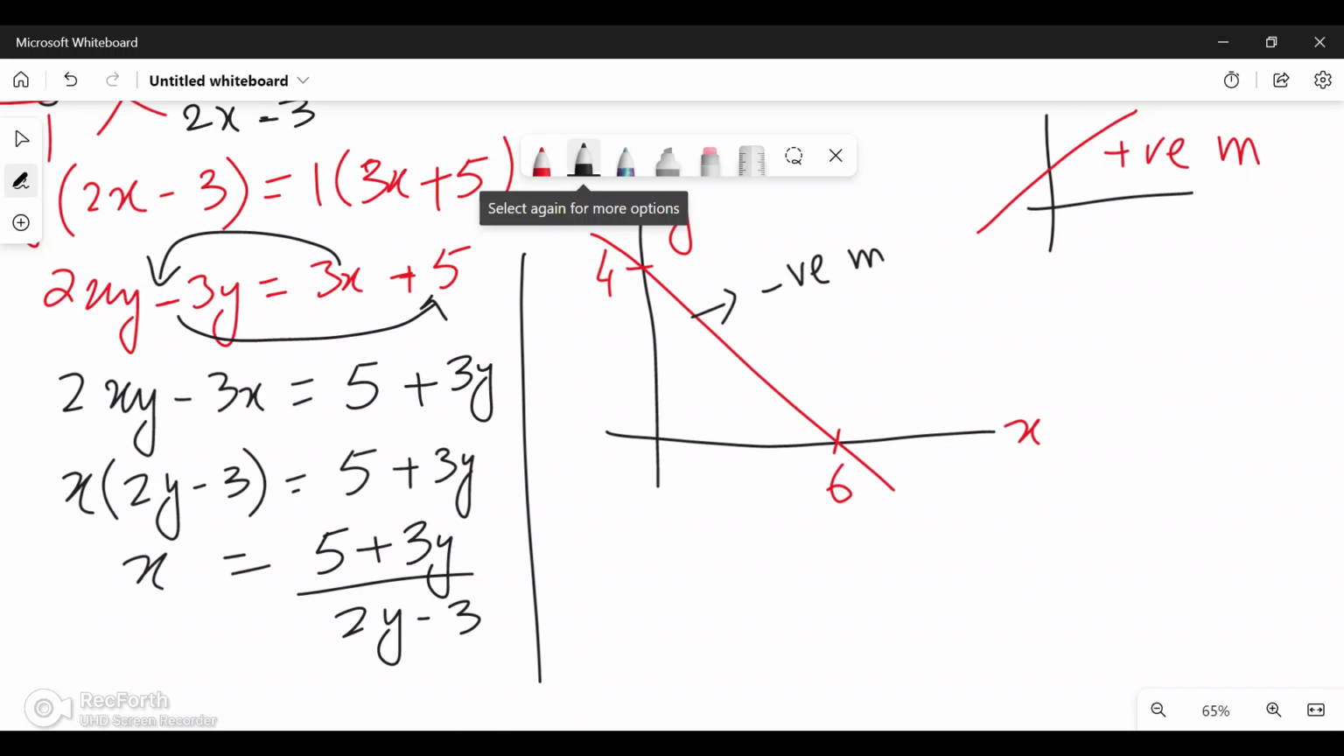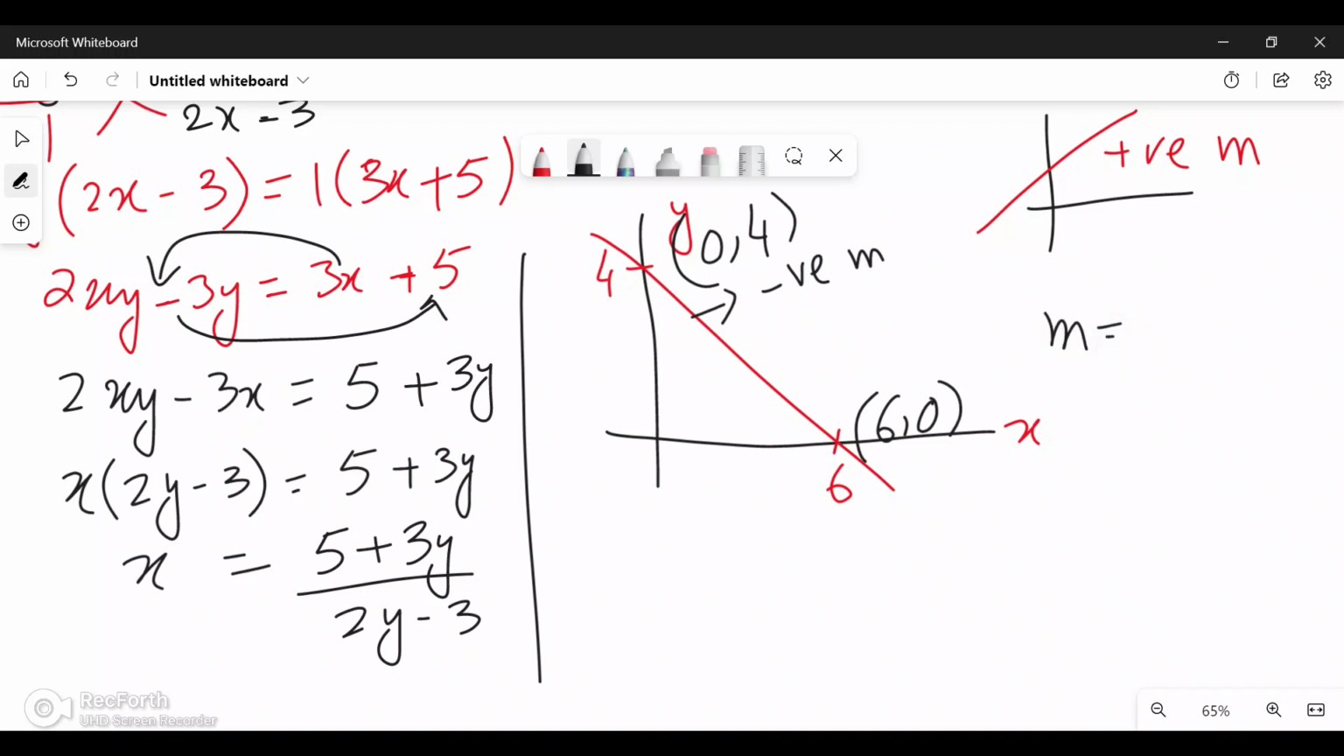Next thing, if these points are mentioned on the x and y axis, you should know how to write their coordinates. Here the x value is 6 and y value is 0, because on the x-axis y is always 0, and on the y-axis x is always 0. So here x value is 0 and y value is 4. So you should be very clear about this. If only one value is mentioned, you should be able to write the other value.